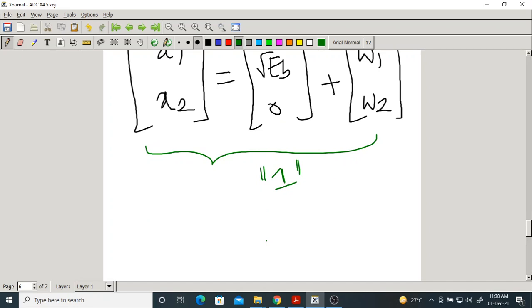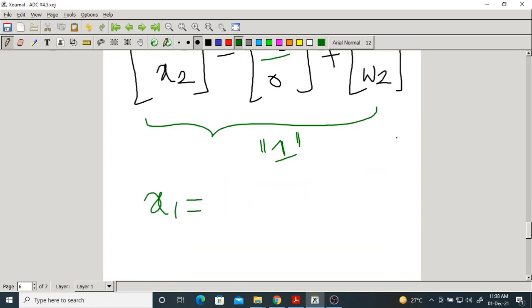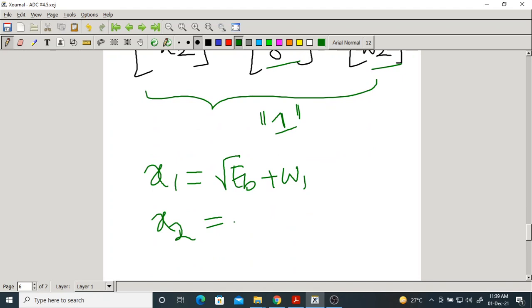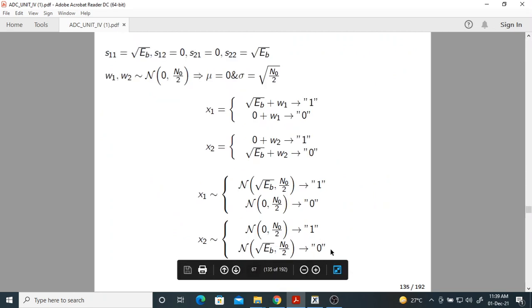Now for bit 1, what can you say? X1 equal to root EB plus W1. X2 equal to 0 plus W2. That's it. So this is for bit 1.